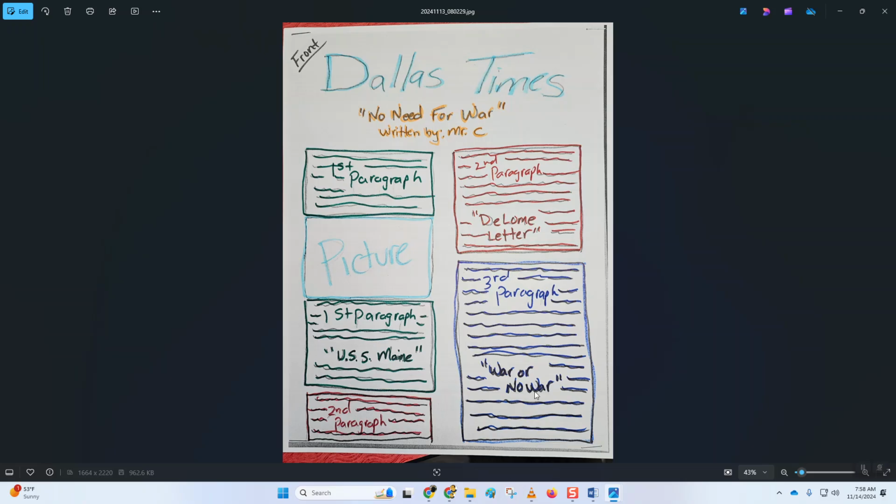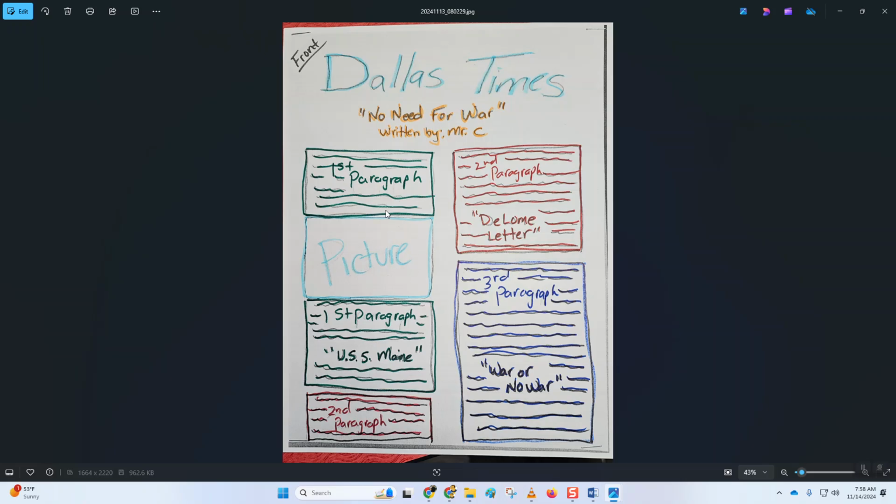Now the third paragraph is where you decide, are the truth that you just wrote about the USS Maine, the truth about the Delhomme letter, is that enough for us to go to war with Spain? You tell me here yes or no, and then explain why or why not. So here is the third paragraph, war or no war, and then your explanation. You add a small picture, and this represents, again, what a real newspaper should be, where they tell the truth, it's not flashy, big title of your newspaper, and then a small picture to go in with your article.